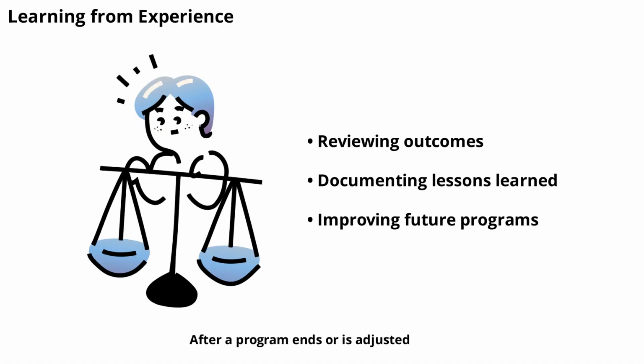After a program ends or is adjusted, agencies review what worked and what didn't. These lessons are documented and shared to inform future policy development. Learning from experience helps governments avoid repeating mistakes and build on past successes, leading to better programs in the future.